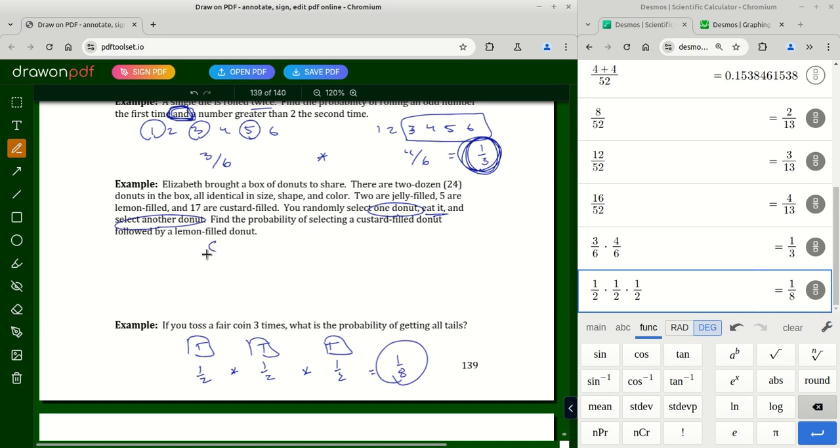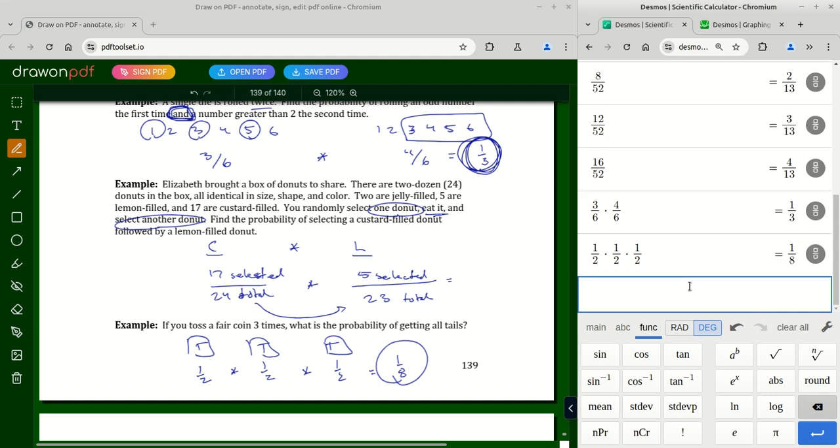Okay. So first off, I need to say custard and then a lemon, right? And means multiply. So custard. How many custards we got? We got 17 custards that we can select from, and then I still have a total of 24 donuts in the box. But then when I go for my lemon, how many lemons do I have left? I got 5 lemons, right? Selected. But how many total now? Because I already ate one. It's 23. 23 total. Okay, so I had to change that a little bit there.